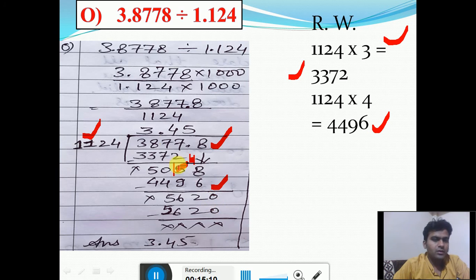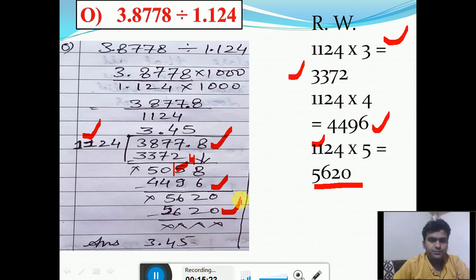Now what we will do, the decimal point is there, so we will place the 0 here, and we can read the table. 1124 by 5 times, so we will get 5620, and then subtract, so we will get remainder 0. So our answer is 3.45.